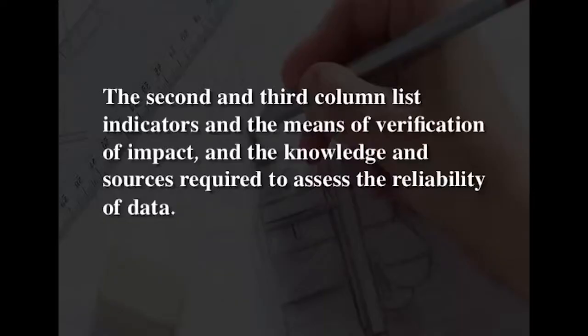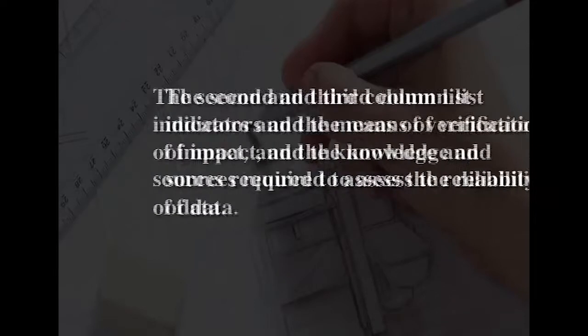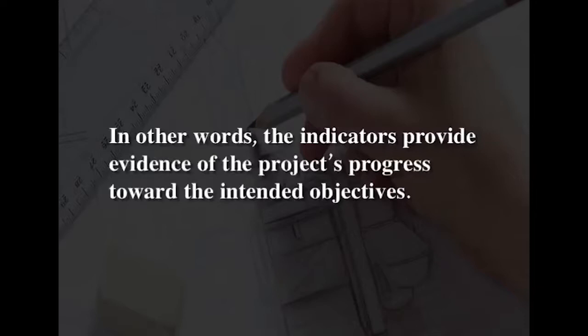The second and third columns list indicators and the means of verification of impact and the knowledge and sources required to assess the reliability of data. In other words, the indicators provide evidence of the project's progress toward the intended objectives.